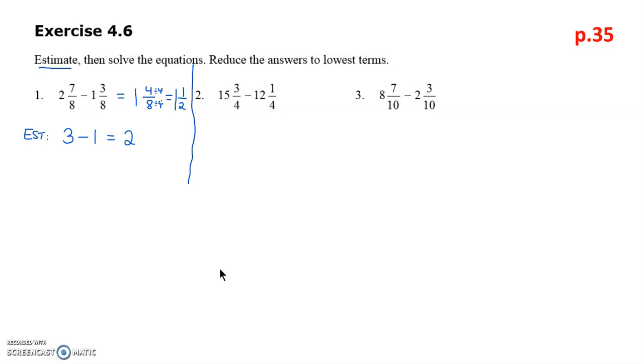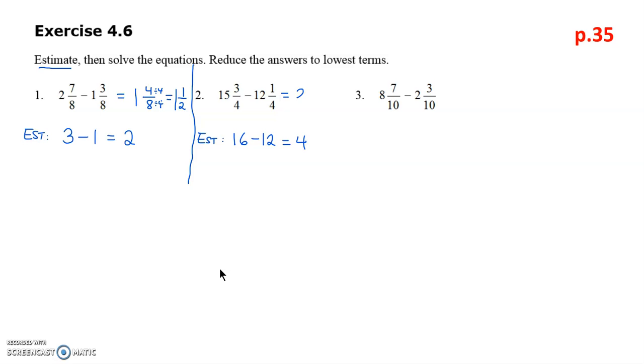For number 2, again, you can see we don't need to borrow. Common denominator, 3 minus 1, we're all good there. So you don't always have to borrow. So 15 and 3/4 for an estimate, we're going to round that up to 16. And 12 and 1/4, that's not halfway, so that's going to round down to 12. So we should be getting an answer close to 4.